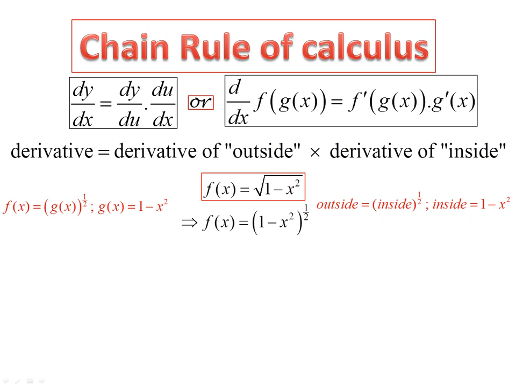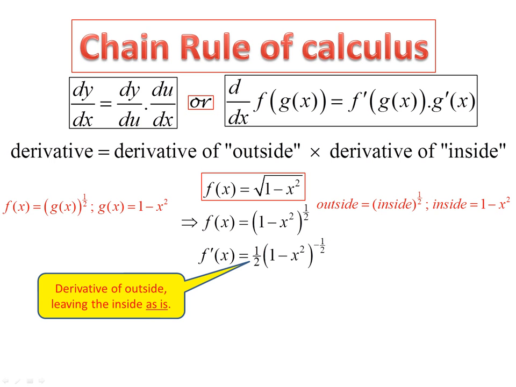So now what we're going to do is differentiate the outside, f prime of g of x, leaving g of x as it is, and then we're going to multiply by g prime of x. So, here we are. Multiply down by the half, 1 minus x squared, to the minus half, because we're going to subtract 1 off there to get minus half. Notice, we leave the inside as is. We've left 1 minus x squared as 1 minus x squared.